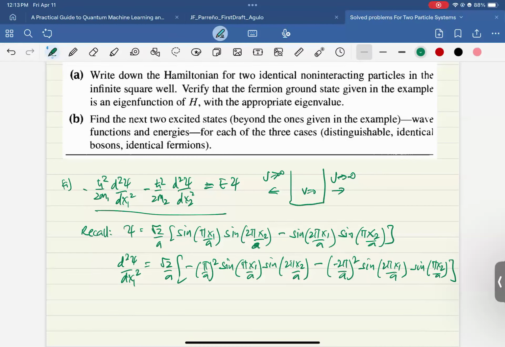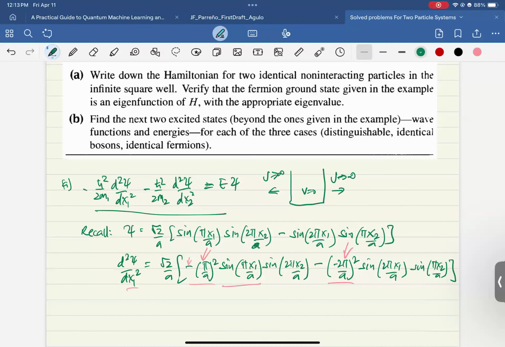Naintindihan niyo naman siguro kung paano nagkaroon ng pi over a squared diyan kasi yung derivative lang naman with respect to x1 ang kinukuha natin. So first derivative nito is cosine and then yung constant is pi over a. And then yung second derivative is again negative sign. So kaya may negative sign dito. So kaya ang coefficient is negative pi over a squared. And ganun din, similar case for this coefficient here.